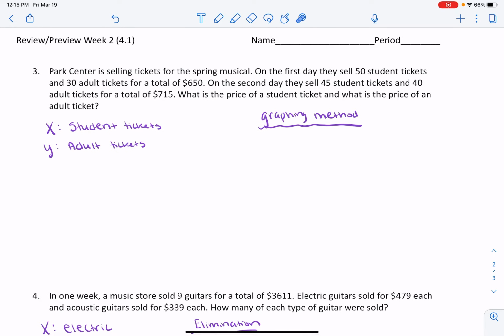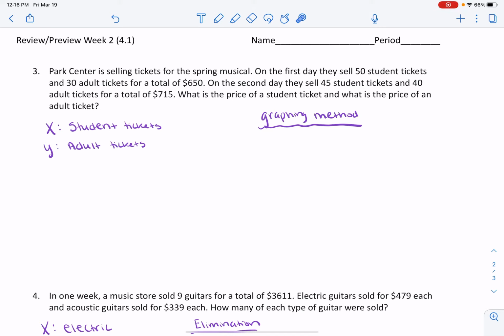Number 3, Park Center is selling tickets for the spring musical. On the first day, they sell 50 student tickets and 30 adult tickets for a total of $650. On the second day, they sell 45 student tickets and 40 adult tickets for a total of $715. What is the price of a student ticket and what is the price of an adult ticket?